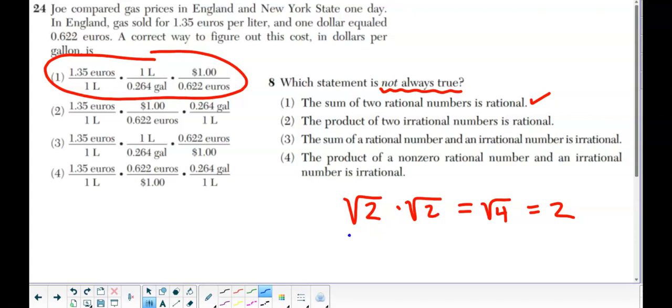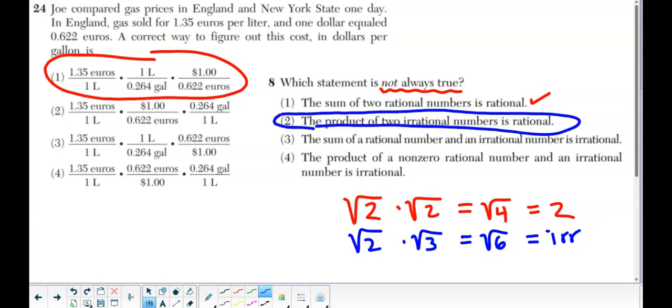Let's try a different example. How about the square root of 2 times the square root of 3? Well, that would make the square root of 6, which is an irrational number. So this is not always true.